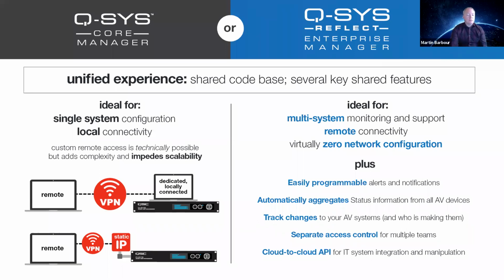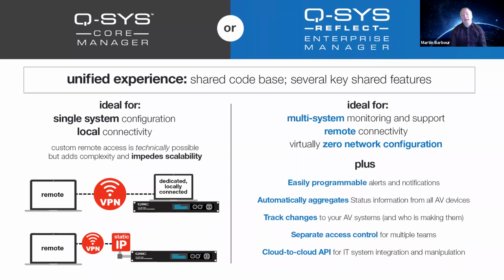It is certainly possible to remotely get access to Core Manager. In fact, I did it today as part of this demonstration, very briefly. But that requires a VPN connection, static IP addressing to simplify the process, and a number of other workarounds to get that connectivity. As a result, whilst it is technically possible, we don't recommend it, because it adds complexity and it definitely gets in the way of scalability when deploying this on large-scale deployments. So think of Core Manager as your tool set for locally configuring single cores.